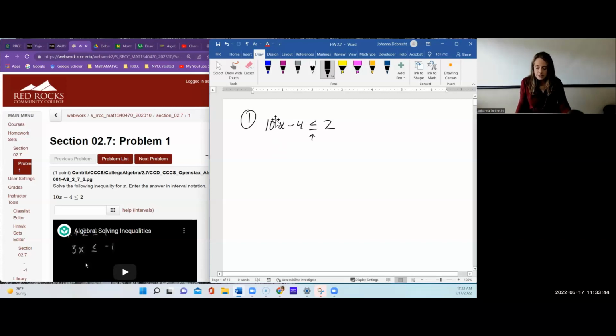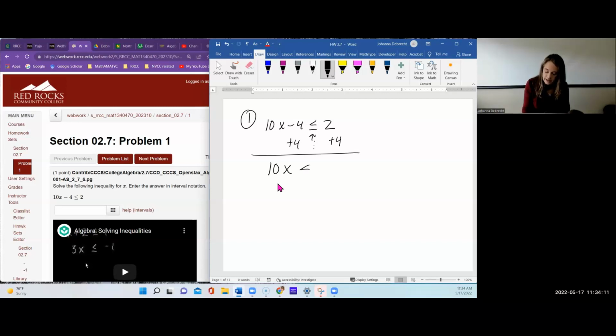In this case, my variable term, 10x, already has a positive coefficient of 10. That means I'm going to leave it where it is, and I'm going to move the negative 4, which is next to it, by adding 4 to both sides of the inequality symbol. The inequality symbol has taken the place of the equals, and that's where it keeps things balanced. So I do the same thing to both sides of the inequality, and I get 10x is less than or equal to 6. Now I'm going to have to divide both sides by the coefficient 10.